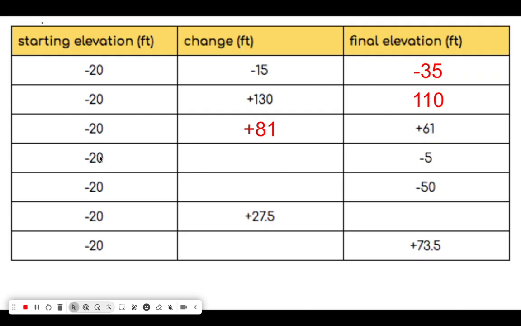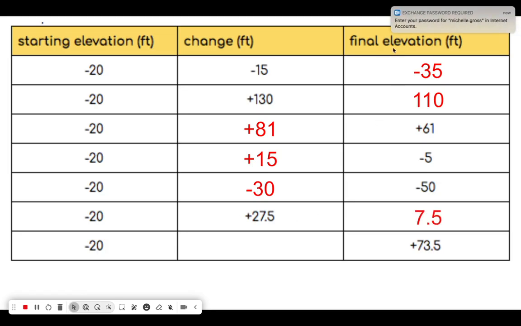If our starting elevation is -20 and our final elevation is -5, then we are adding 15. If our starting elevation is -20 and our final elevation is -50, then we are adding -30, or we're subtracting 30. If our starting elevation is -20 and we're adding 27.5, then our final elevation is going to be 7.5.